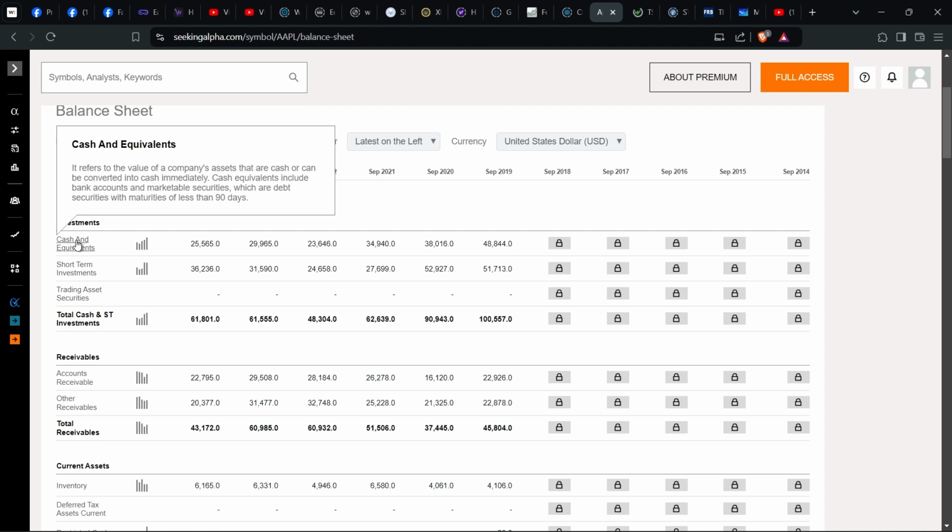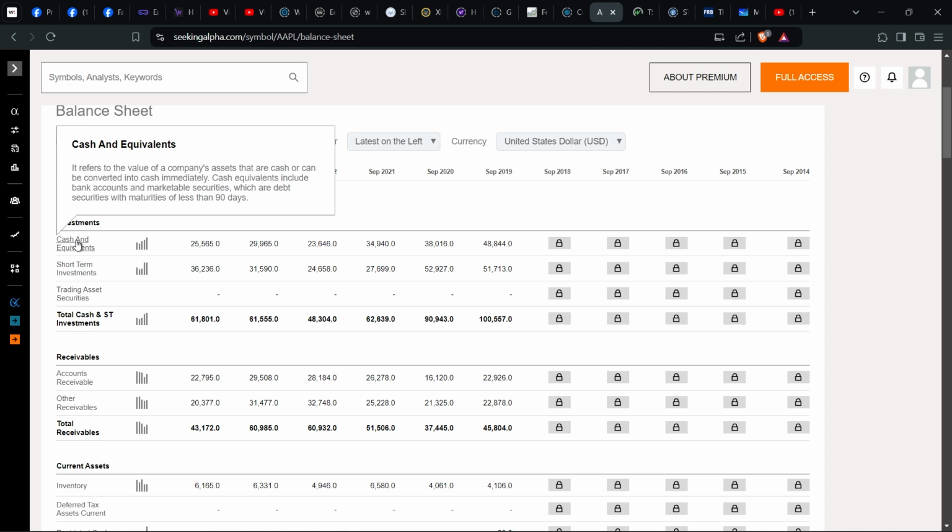Okay, there is cash and cash equivalents. Cash is money in the bank accounts of the company. That's the cash. Cash equivalents are securities that can be quickly redeemed for cash with a maturity period of 90 days or less.